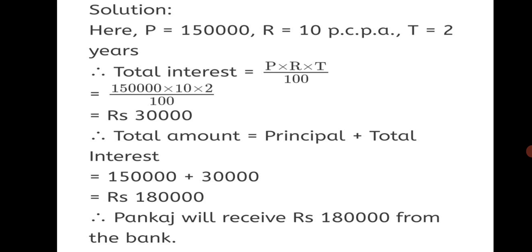So this way, by using two formulas, interest is equal to P into R into T upon 100 and amount is equal to principal plus interest, we have solved practice set 40. Do practice the sums in your notebook. Stay safe, keep learning, and thank you.